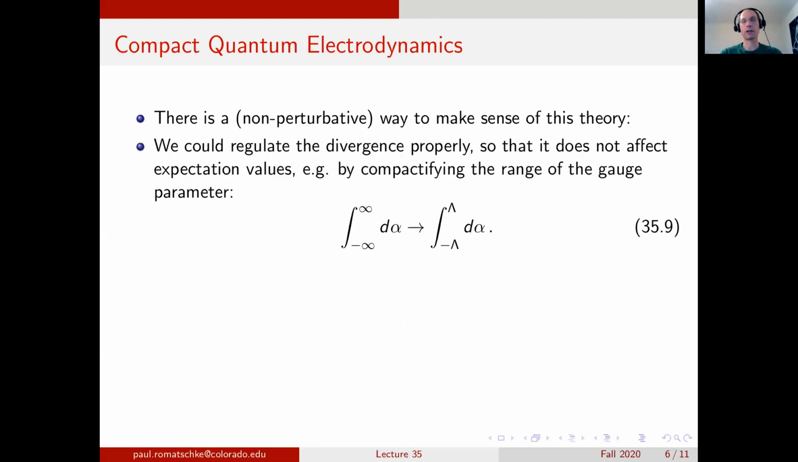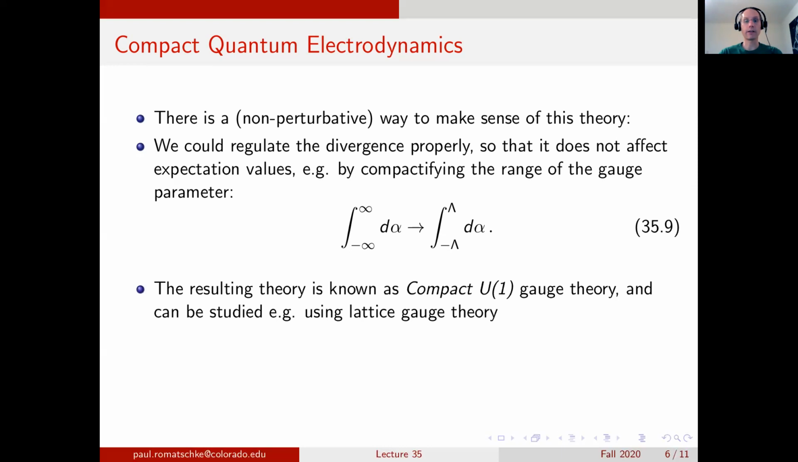One potential way to regulate the divergence is to compactify the range of gauge parameters. So instead of considering the gauge parameter function to vary from -infinity to +infinity, we could compactify the interval such that it only ranges from minus lambda to lambda, where lambda is some finite constant. This resulting theory is known as compact U(1) gauge theory.